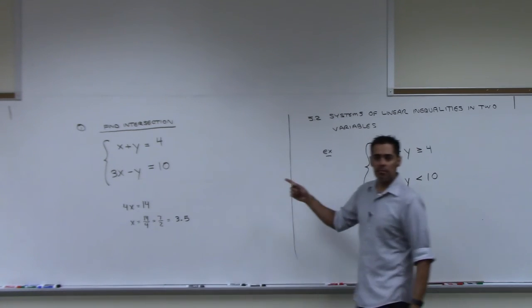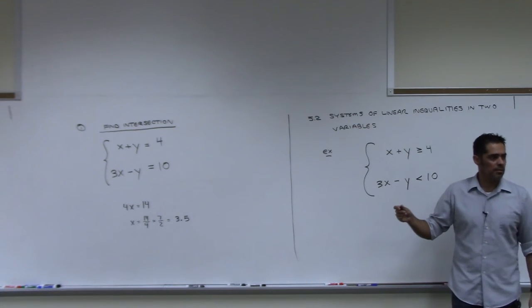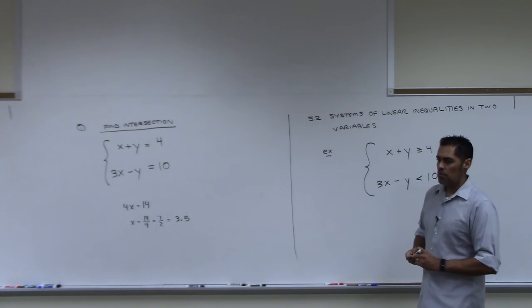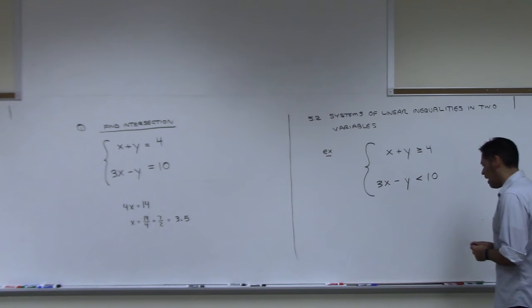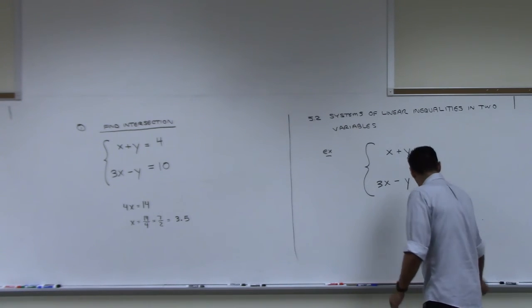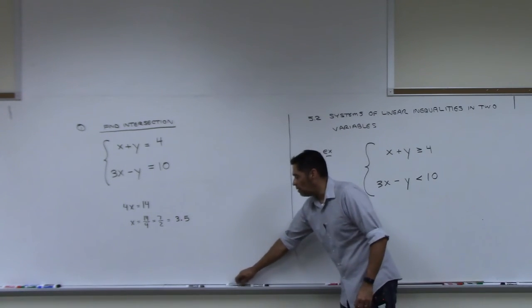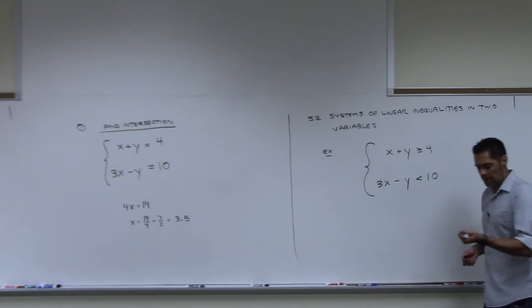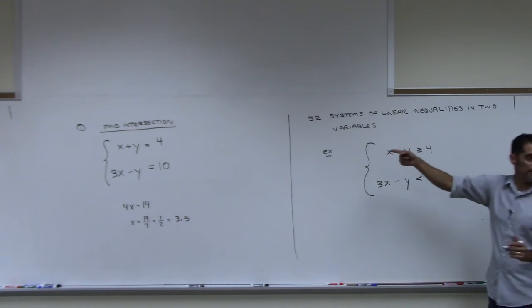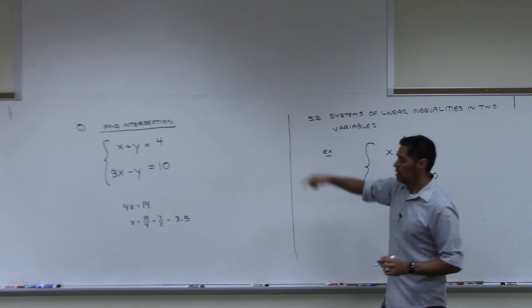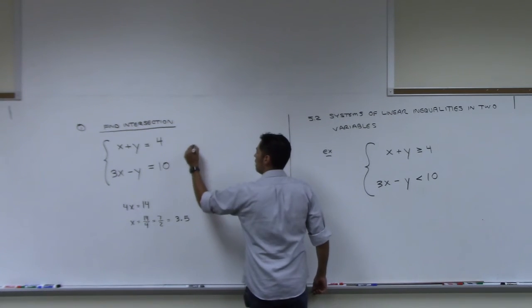Y'all okay with that? Using elimination to do this? What do you do once you have done the elimination? Or done that part? What do you do with that answer, 3.5? Plug in 3.5 for x into either one of those, right? So I'm now going to take that answer, I'm going to plug it into the first one.